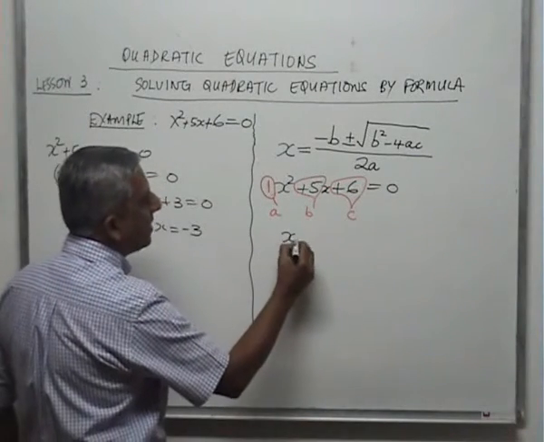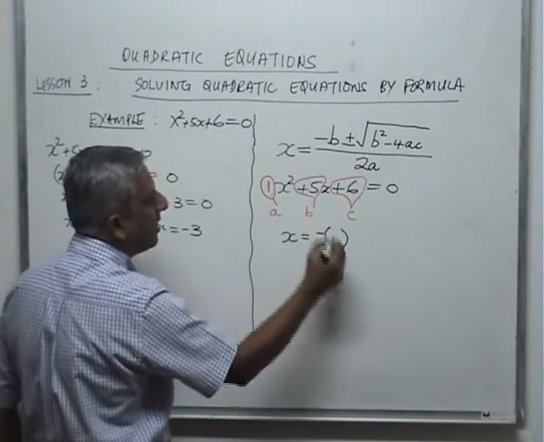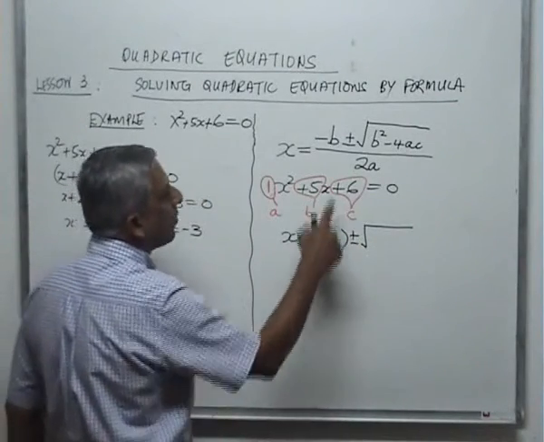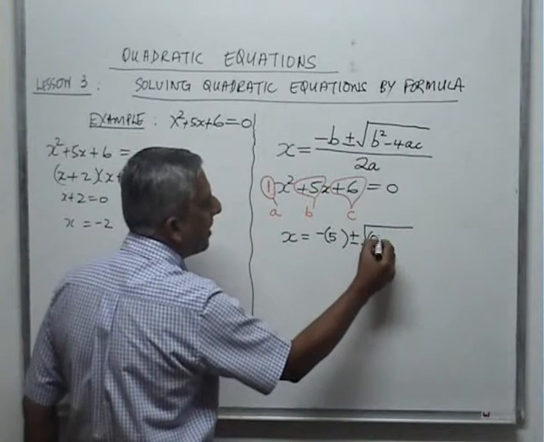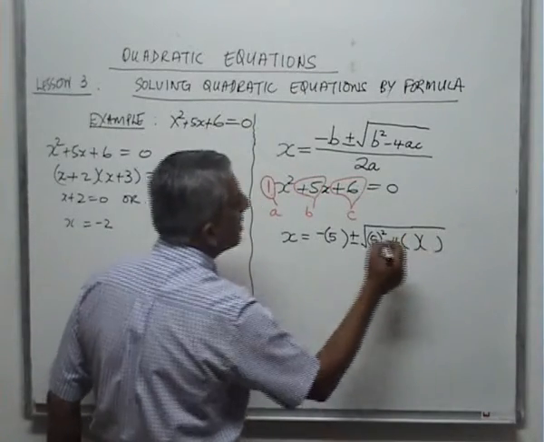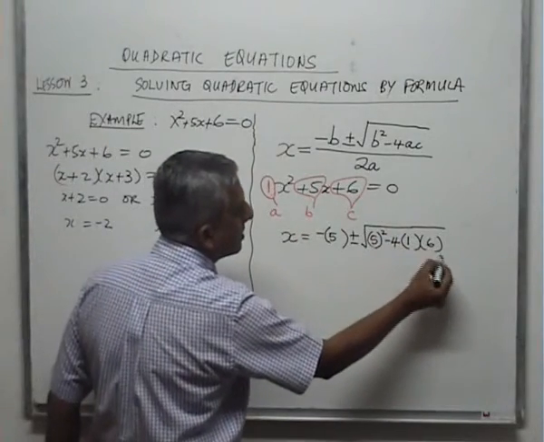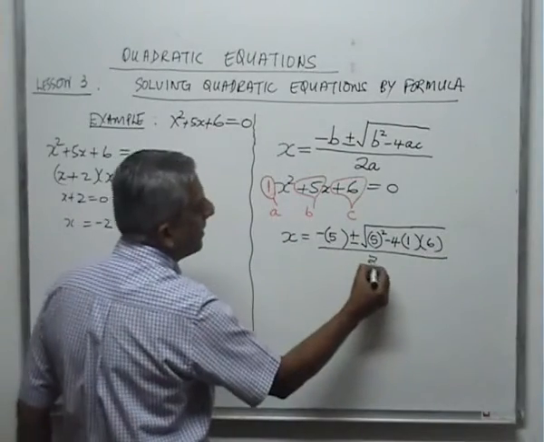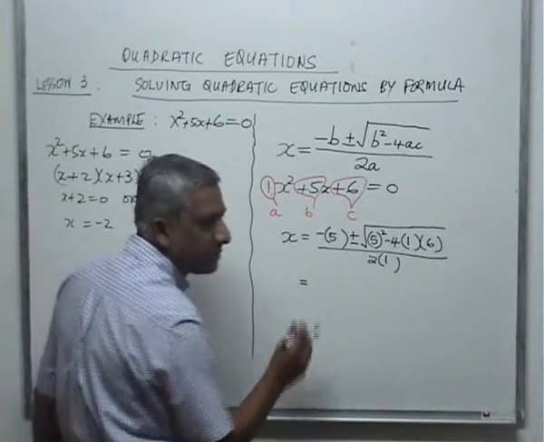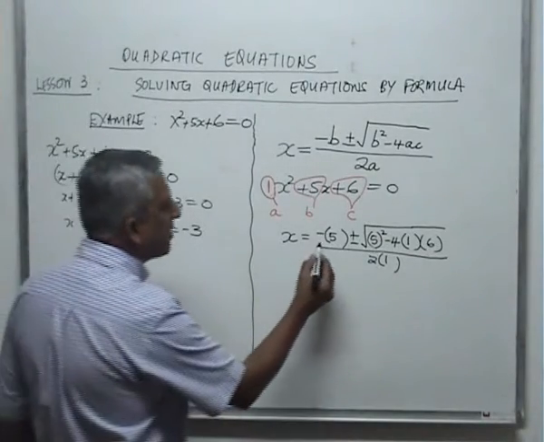So if you use the formula, x is equal to minus, I'm substituting that formula, minus into b. B is 5. Plus minus the square root of b squared. B is 5. 5 squared minus 4 into A into C. Now what is A? A is 1. What is C? C is 6, all over 2 into a, which is 1. Now it's just a matter of simplifying.